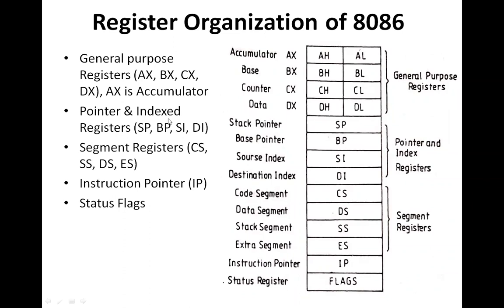The other category of registers is the pointer and index registers. We have 4 pointer and index registers: stack pointer, base pointer, source index, and destination index. The purpose of these registers is to provide the address of the individual memory location where information is being stored. The stack pointer works very similarly to the 8085. Its purpose is to give the address of the memory location which will be used as a stack. Similarly, the base pointer, source index, and destination index, all 16-bit registers, are also used to signify the addresses of the memory.